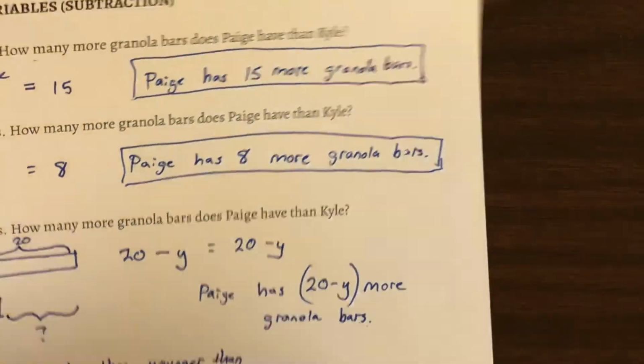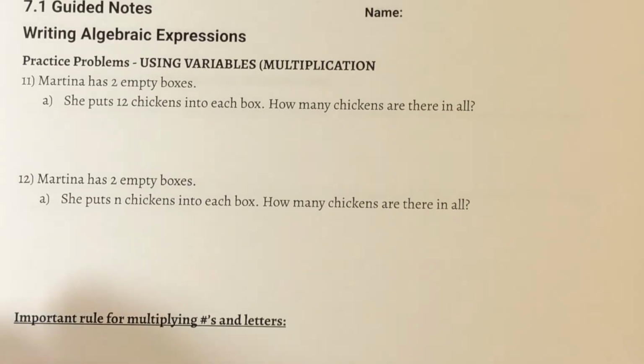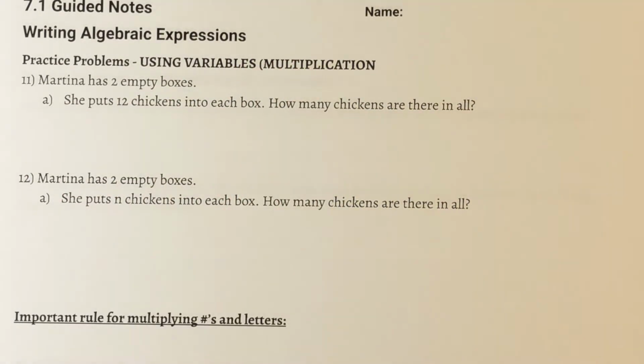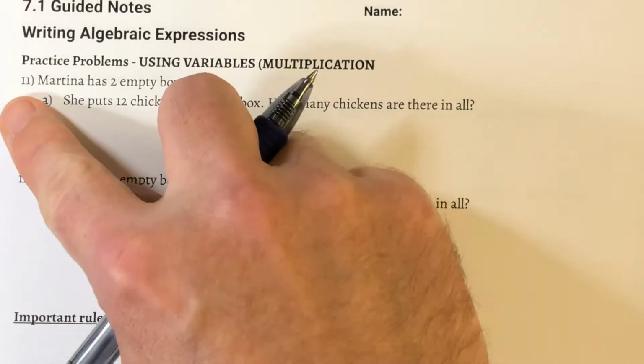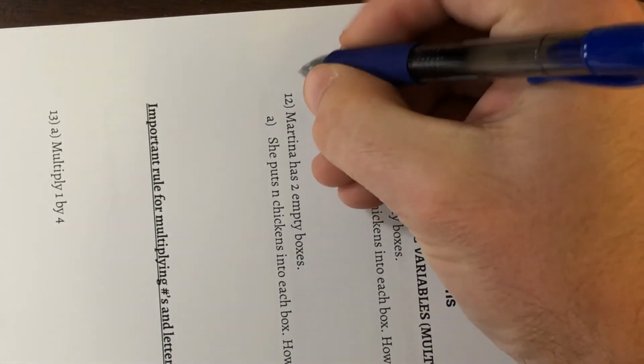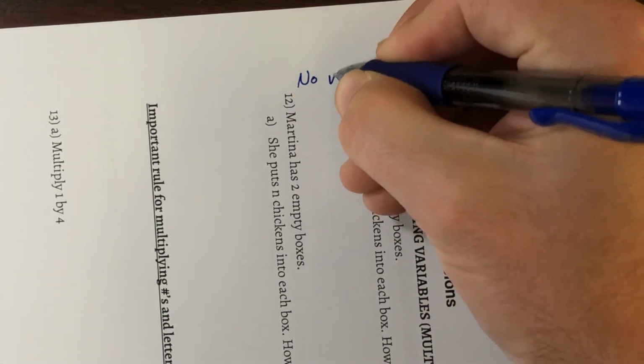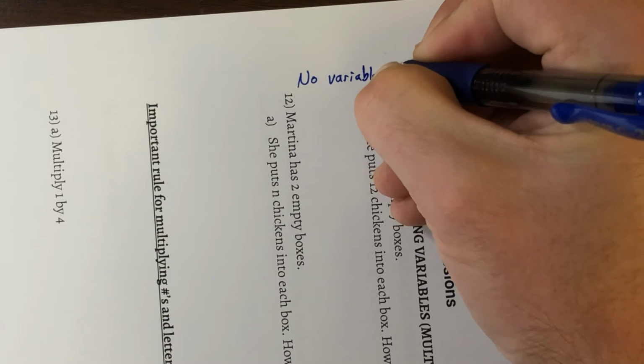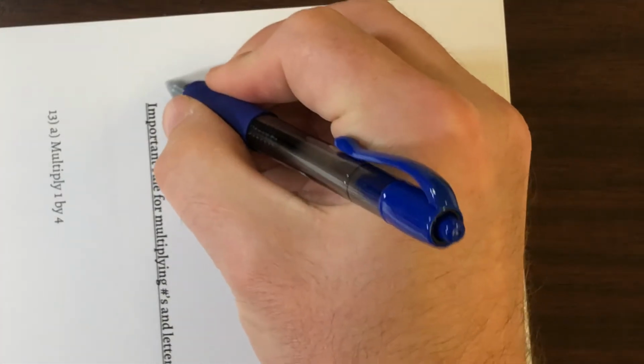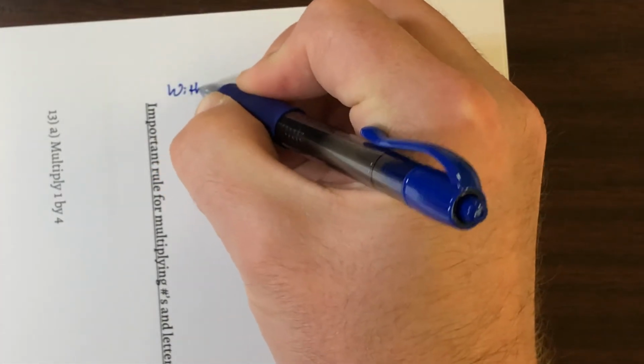Next section. We are now coming to multiplication. All right. Like before, we're going to split it into 2 different sections. First section, we're going to discuss how to solve problems with no variables. And then we're going to see what it looks like with variables.